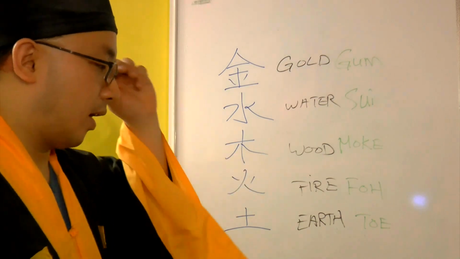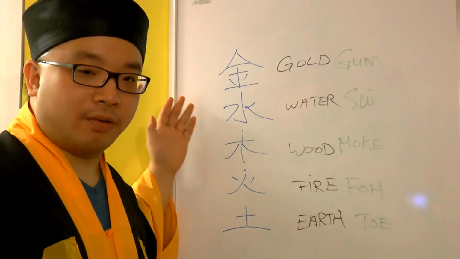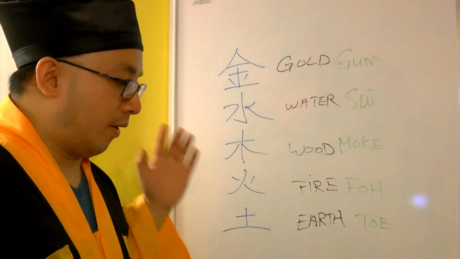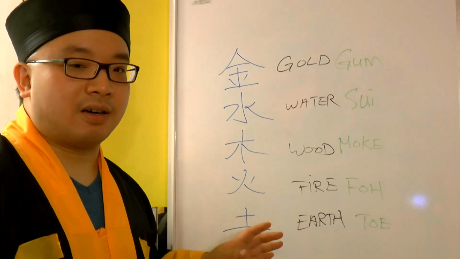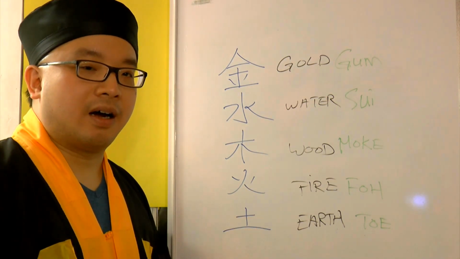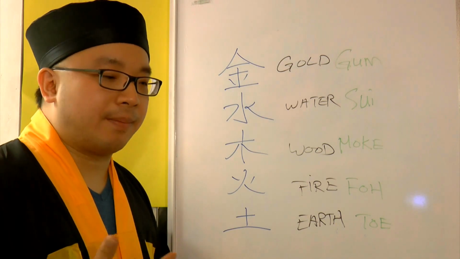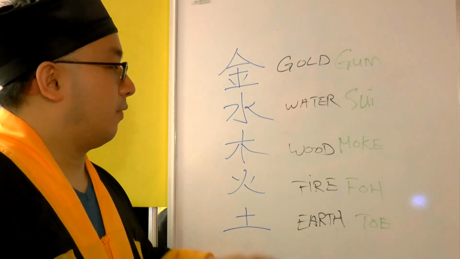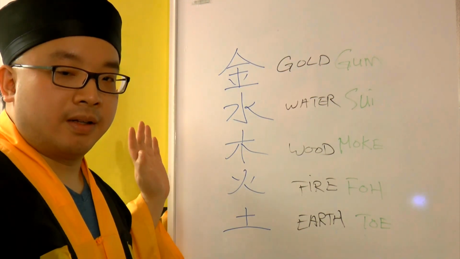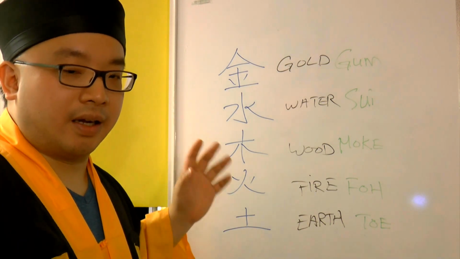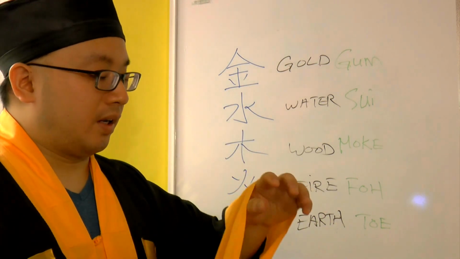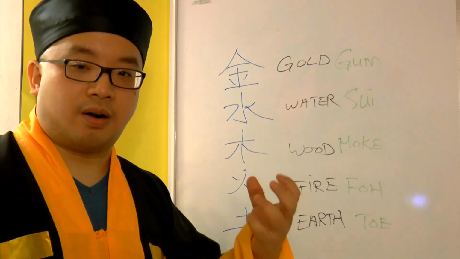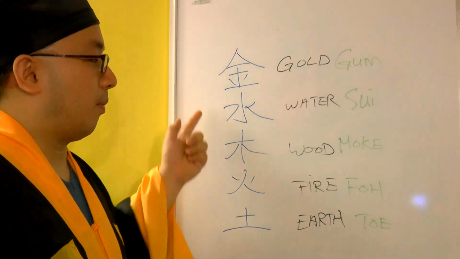So let's talk about these, okay? First of all, they are not about the physical gold, physical water, physical wood, physical fire, and physical earth. These are metaphors, or you can say they're like a concept kind of thing. They are not really a physical element that we're talking about. They are the metaphor, the theories, like something where you just use gold, water, and such to refer to a certain concept. Now let me explain one by one, okay?